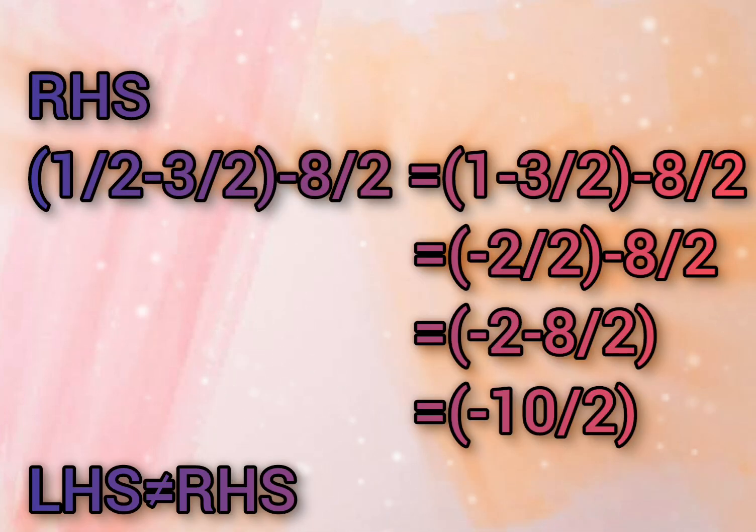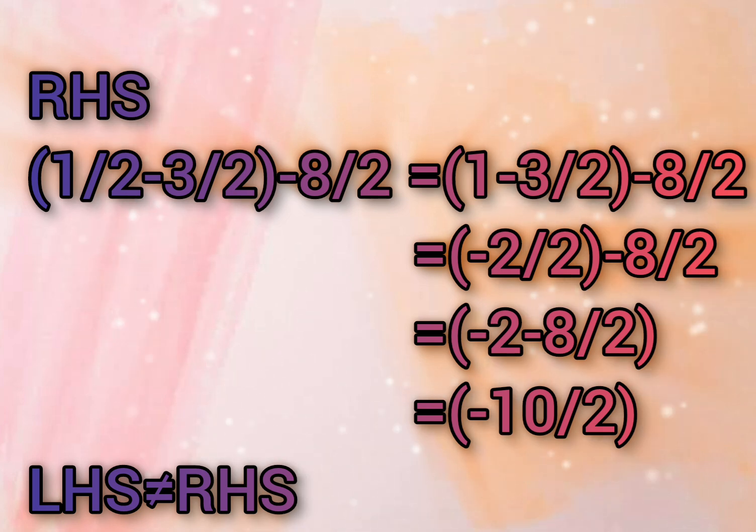Now we will calculate the right hand side: (1/2 - 3/2) - 8/2, which is equal to (1 - 3)/2 - 8/2, which is equal to -2/2 - 8/2. We do not need to do any cross multiplication as the denominators are the same. (-2 - 8)/2 is equal to -10/2.